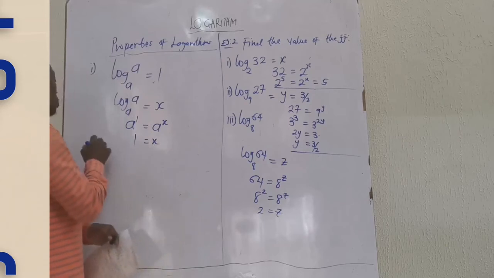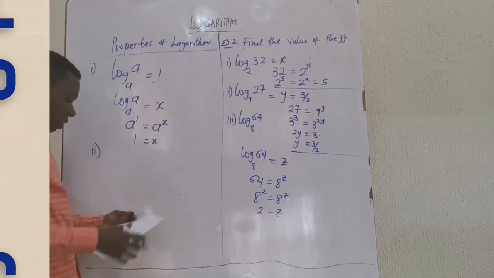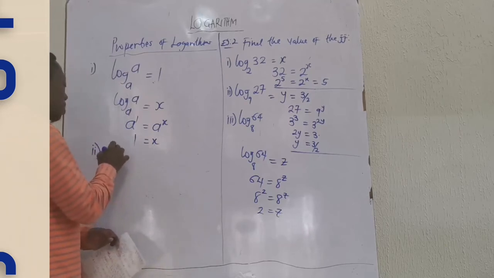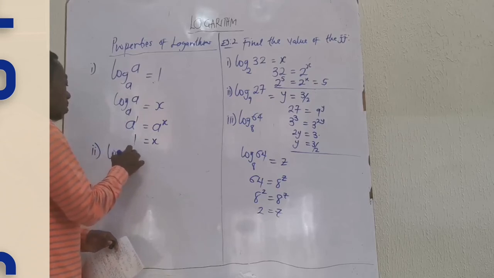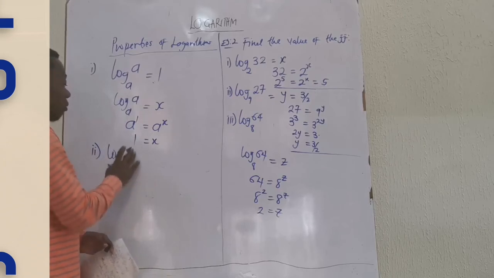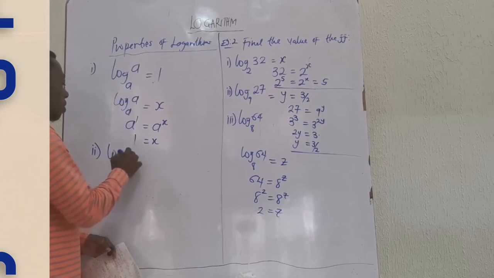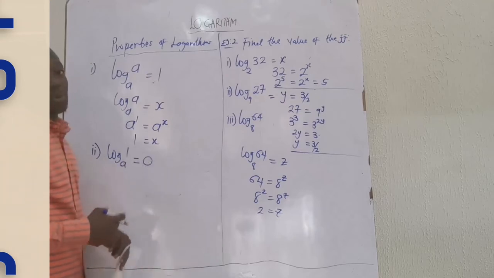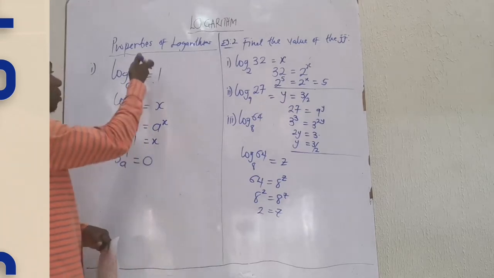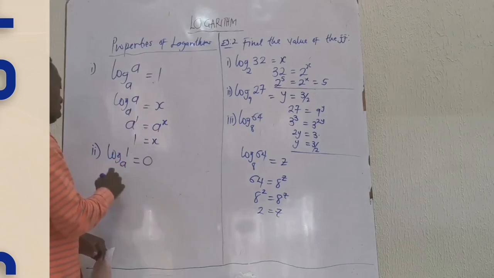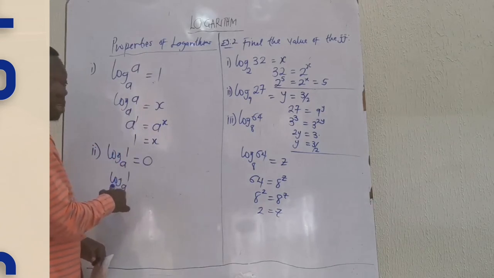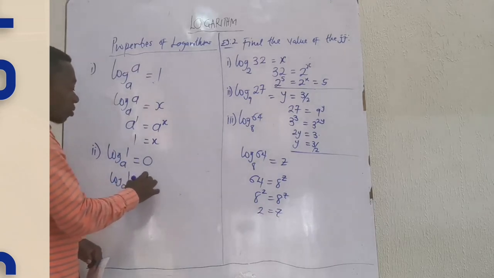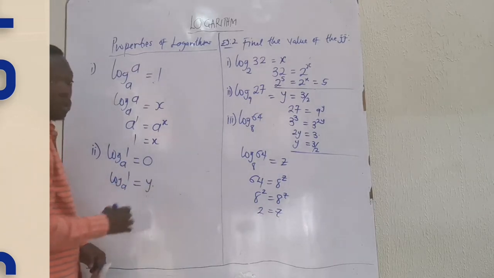Then property 2. If I have the logarithm of 1 to the base of a, we are saying that this is going to give me 0. Why are we getting the 0? We apply the same concept that we went through here. So let's see. If I have log of 1 to the base of a, let's say that is equal to, say, y.